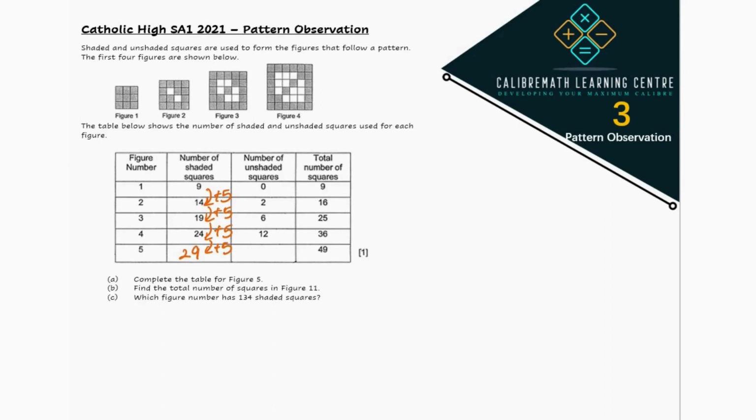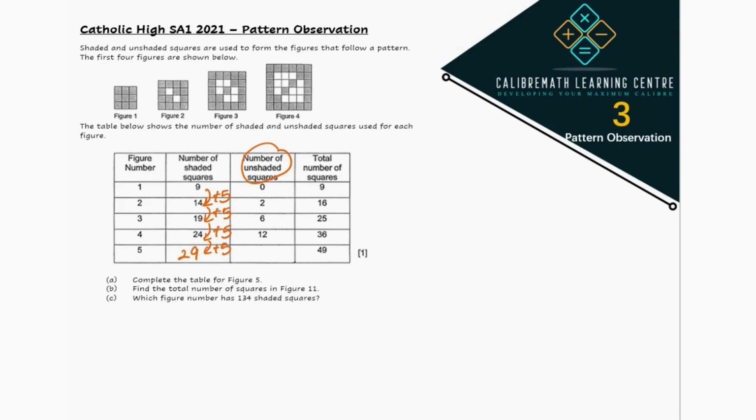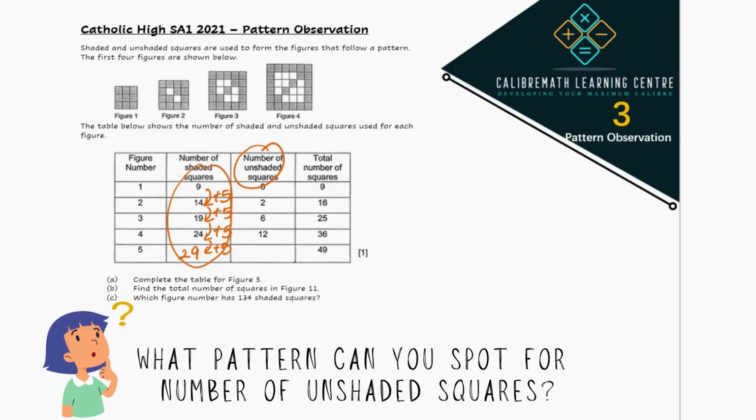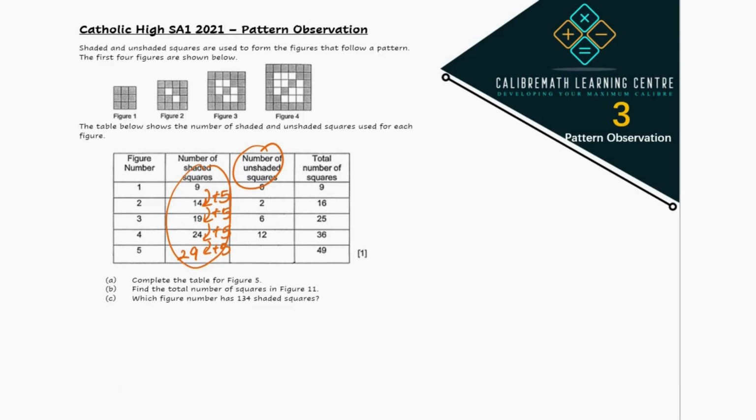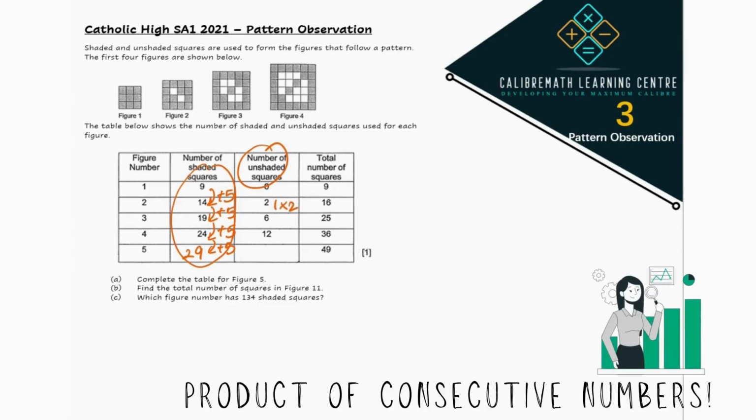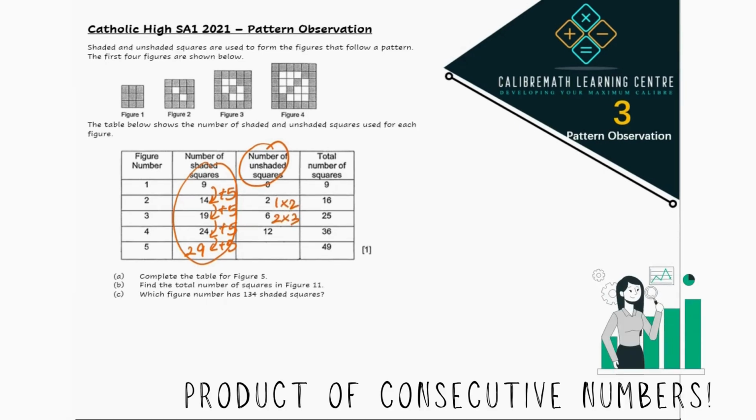And then for the second column of the number of unshaded squares, we did not observe the numbers increasing by a constant difference like the previous one over here. But if you look closely, you will spot another pattern. If we start by looking at 2, you can observe that 2 can be expressed as a product of 2 consecutive numbers, 1 multiplied by 2, and 6 is 2 multiplied by 3, and 12 is 3 multiplied by 4. So we can also easily predict the next pattern for figure number 5, which is 4 multiplied by 5, and that gives us an answer of 20.